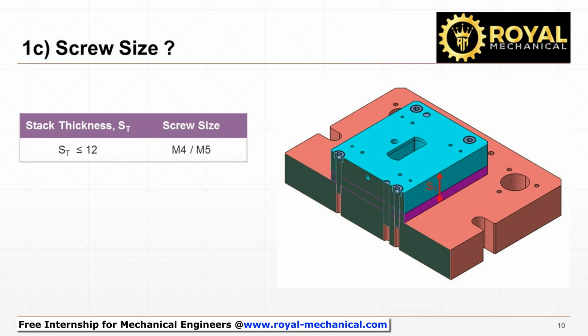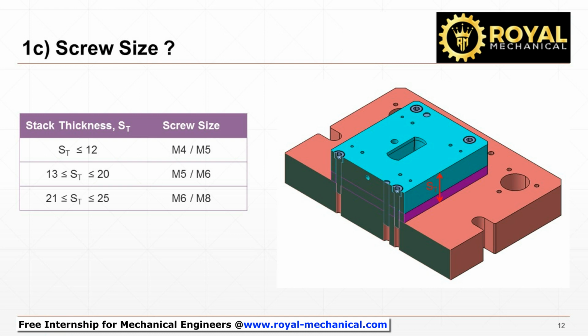How do we decide the size of the screw? As a rule of thumb, we decide the screw size based on the stack thickness. Stack thickness is the total thickness of the plates with a clearance hole. If the stack thickness is less than or equal to 12 mm, we can use M4 or M5 screws. If the stack thickness is more than or equal to 13 mm, and less than or equal to 20 mm, we can use M5 or M6 screws.